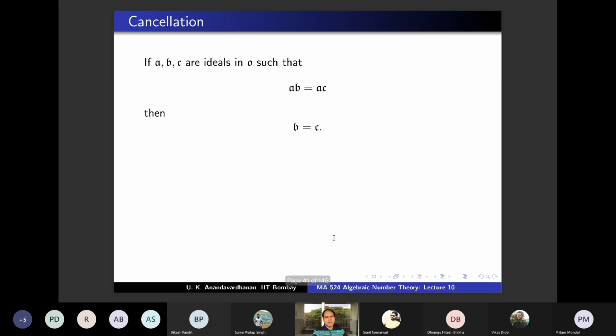Then B equals C. And this is true. Why is that? Because you know that there is a D. So take A. There is an ideal D such that AD is principal. So it's generated by some X.